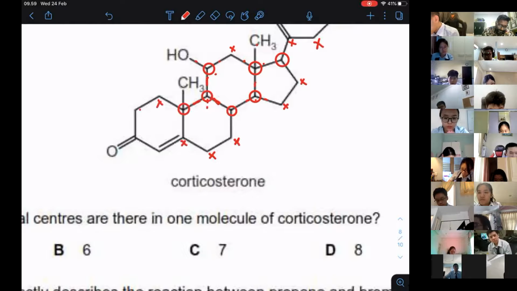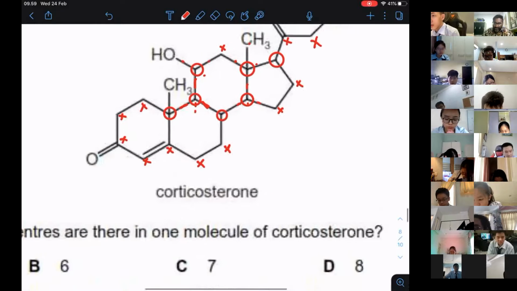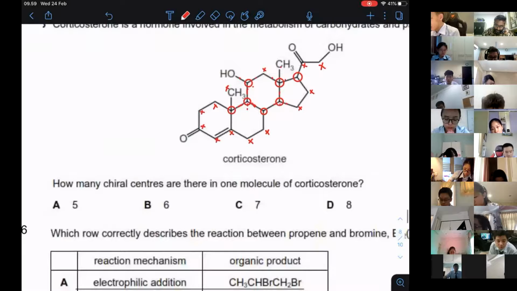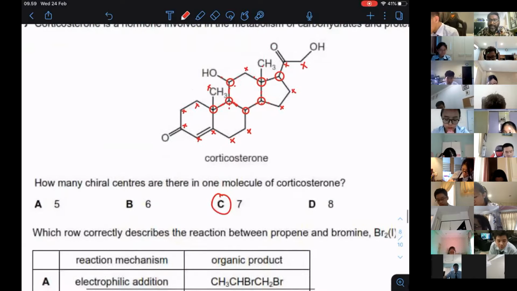Okay, this is what I can show you. Here, how many chiral centers do we have? Even this one is not a chiral center. So 1, 2, 3, 4, 5, 6, 7. There are 7 chiral centers. This is the part that I told you: you need to analyze. Don't take it as intersection or how many bonds and so on. You need to analyze.